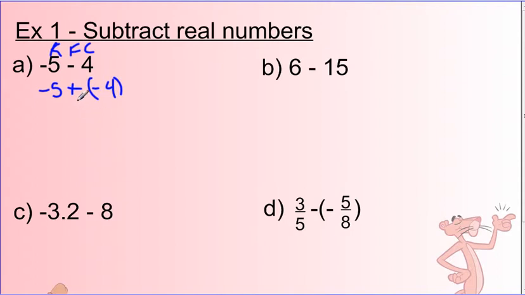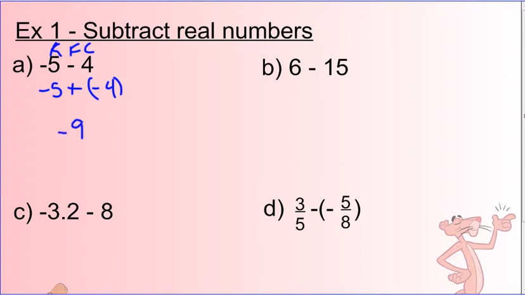Now you see we have a plus sign. So we're going to follow our normal addition rules. And our normal addition rules say that those two numbers have the same sign, so we need to add together and then keep the sign of the bigger number, negative.